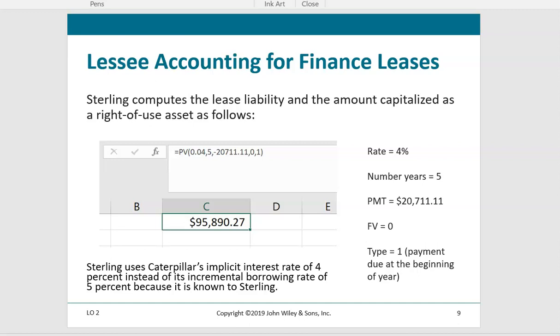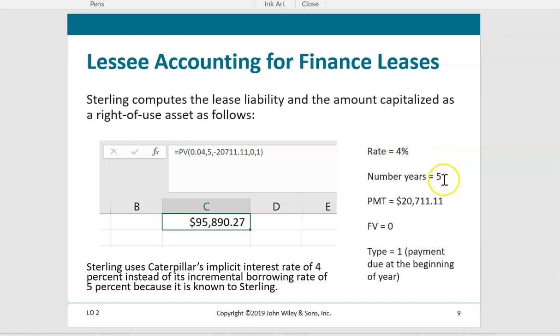Sterling is the lessee. They compute the lease liability amount just using present value information. What's the present value? The interest rate is 4%. We see here Sterling uses Caterpillar's implicit interest rate of 4%, not its incremental borrowing rate. As long as that implicit rate is known, that's what's used to determine the present value of the lease.